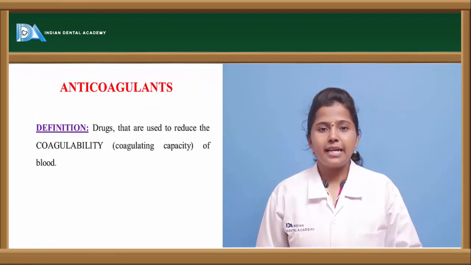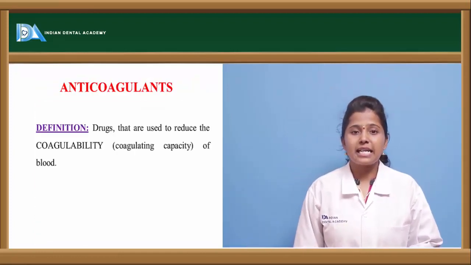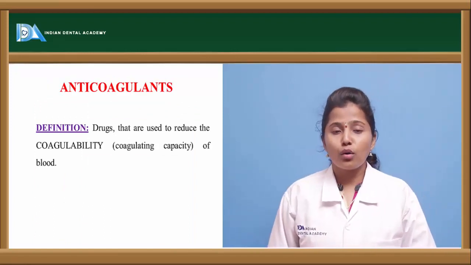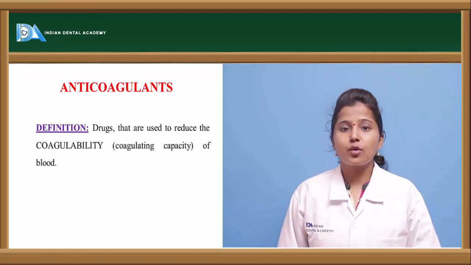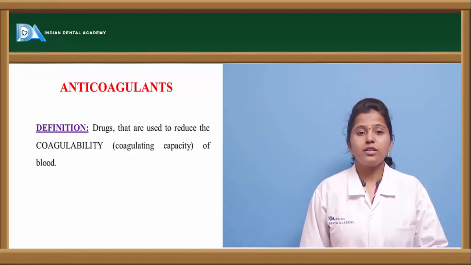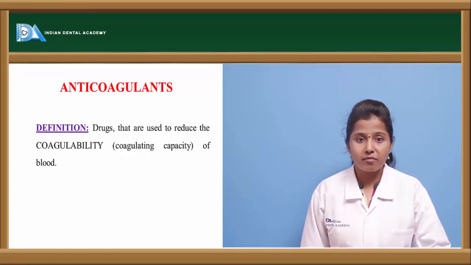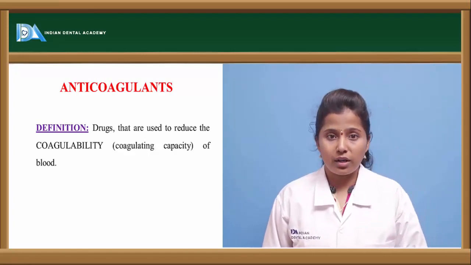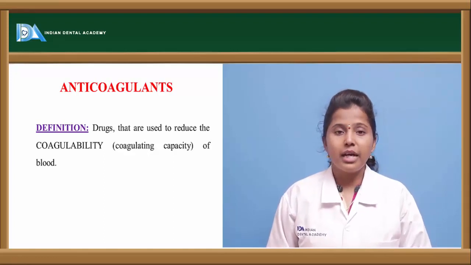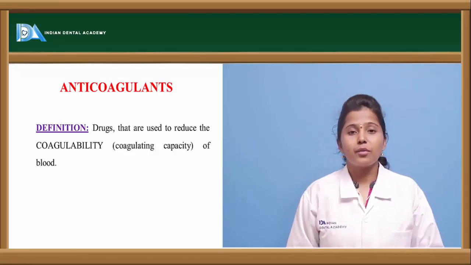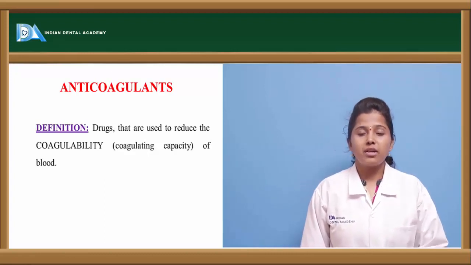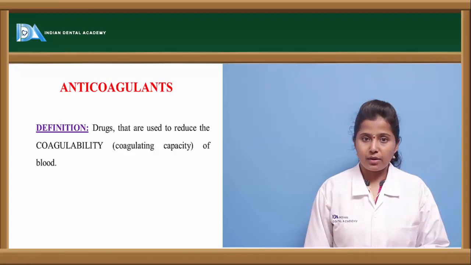So, what are anticoagulants? Anticoagulants are the class of drugs which have the capacity to block or reduce coagulation. Coagulation is the process of clotting of blood in the presence of clotting factors. When coagulation occurs, a clot forms in the body. So this coagulation can be reduced by these anticoagulant drugs.